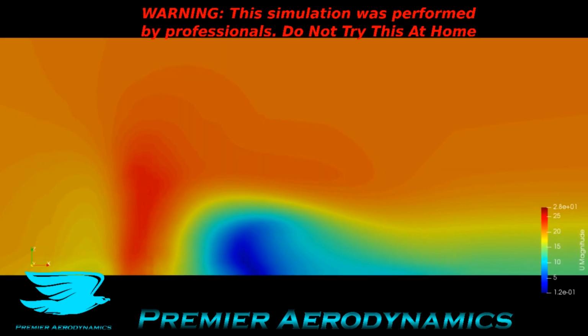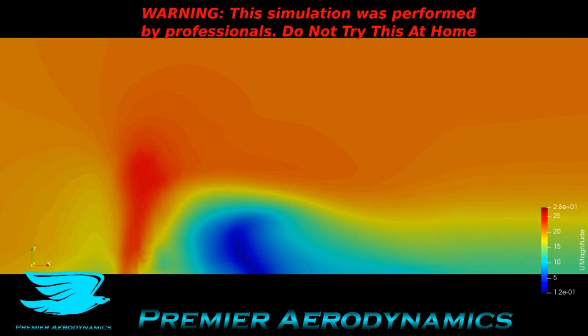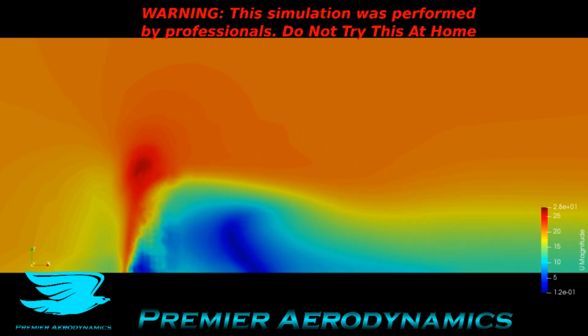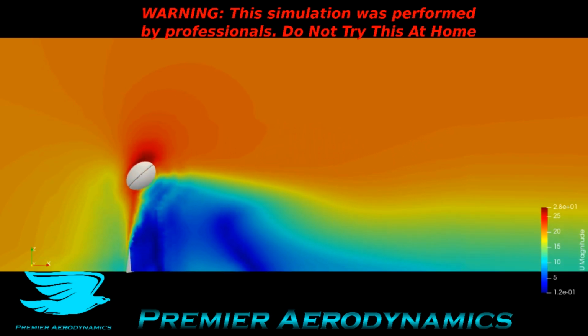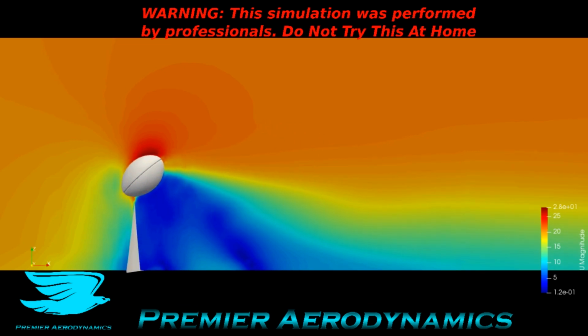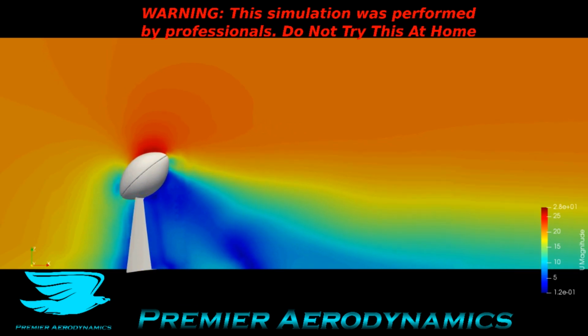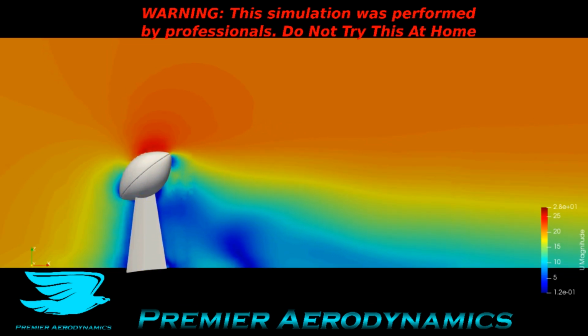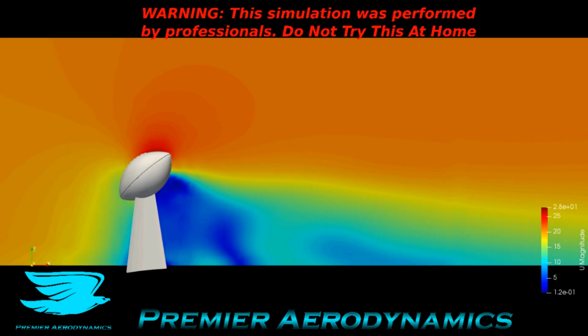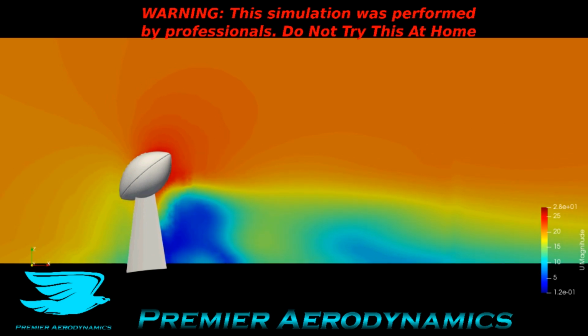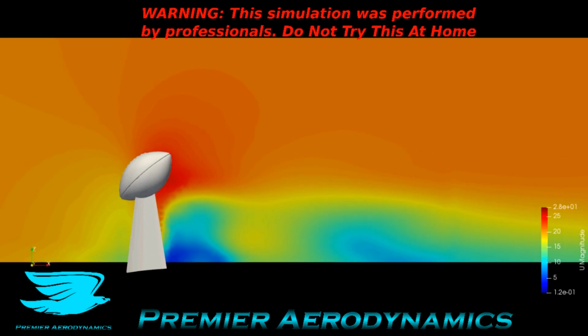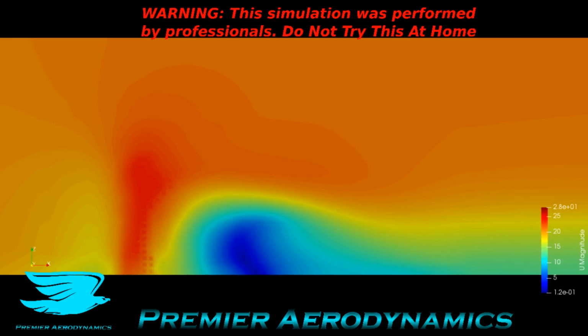Now we have the Y plane going through the Vince Lombardi Trophy. Interestingly, I staggered this Y plane off the object quite a bit, just to show how big the wake is far away from the object. On the other side as well, it goes well past the trophy, and yet there's still quite a bit of slow flow around it. The slow flow doesn't stick just behind the trophy section. It really spans out a lot.